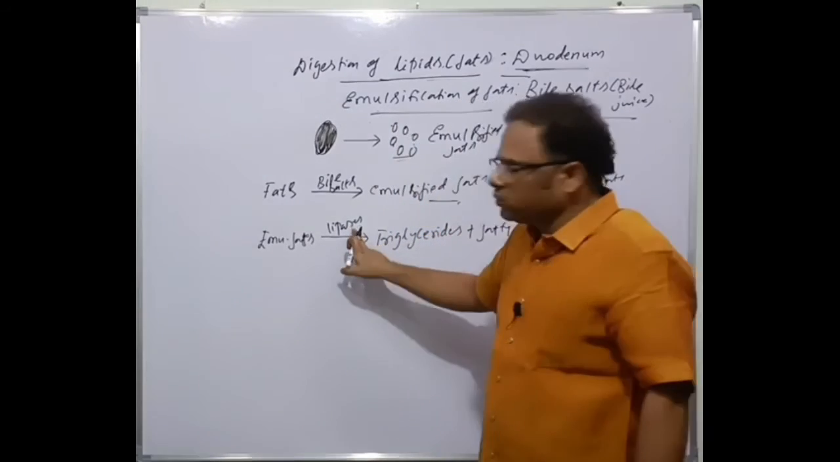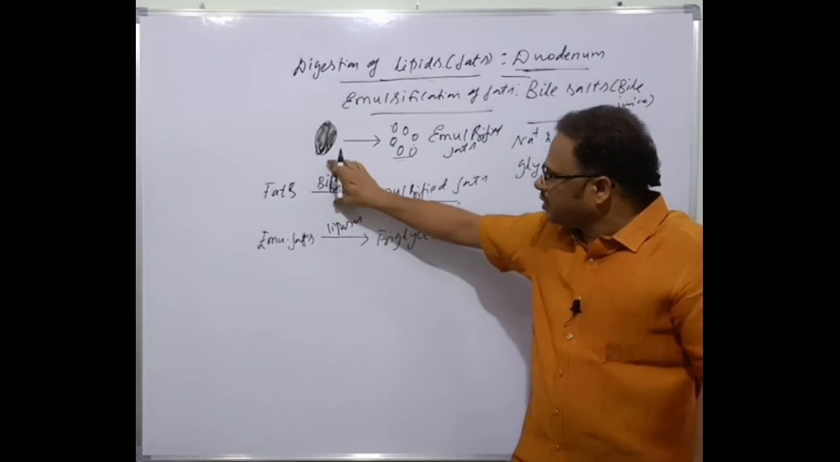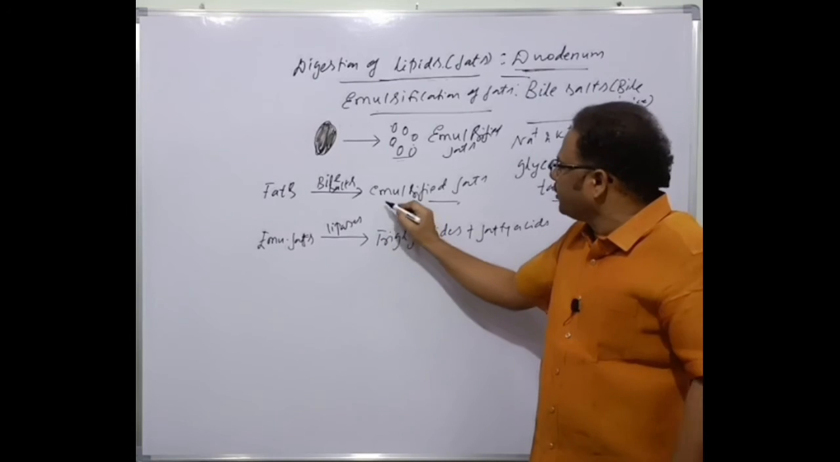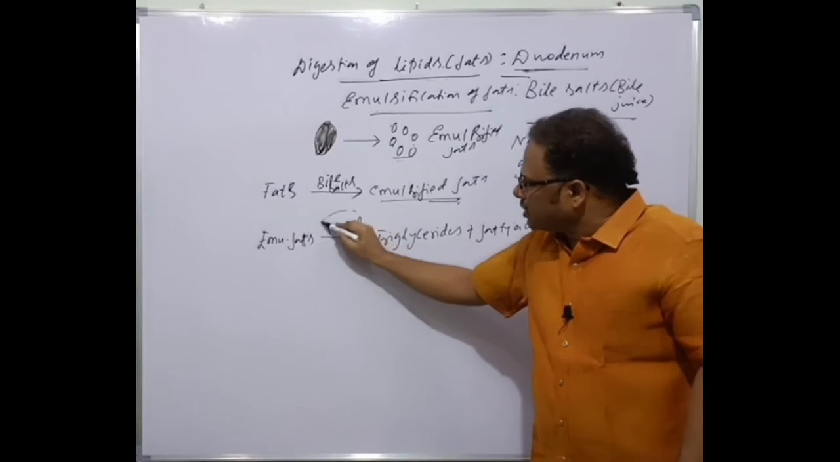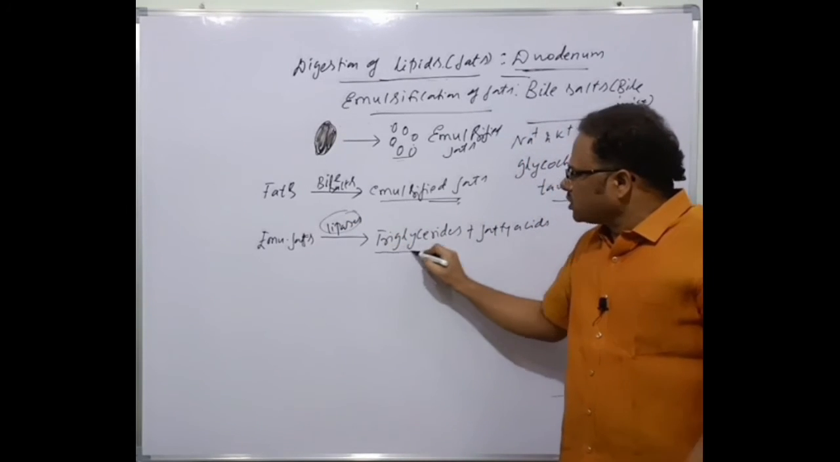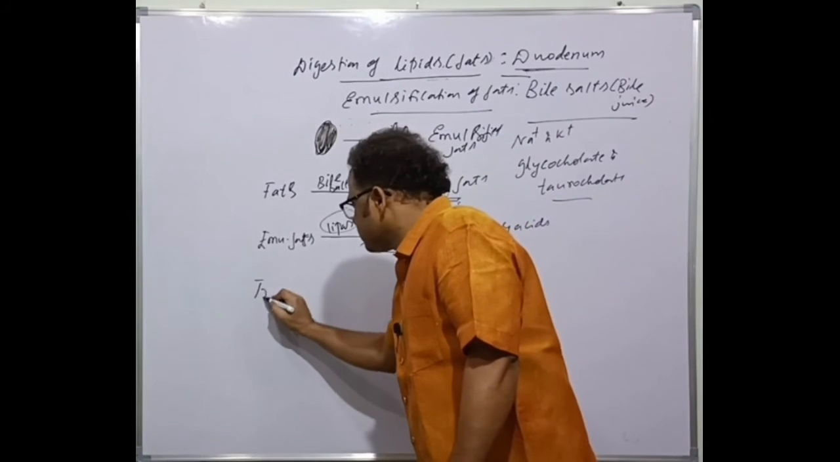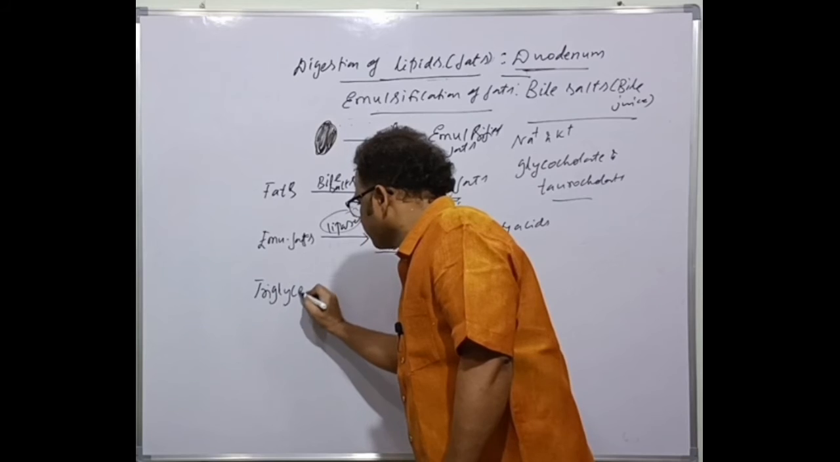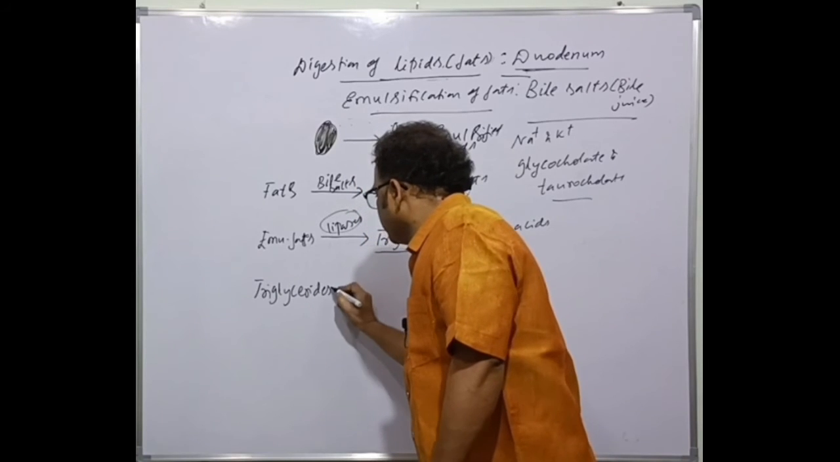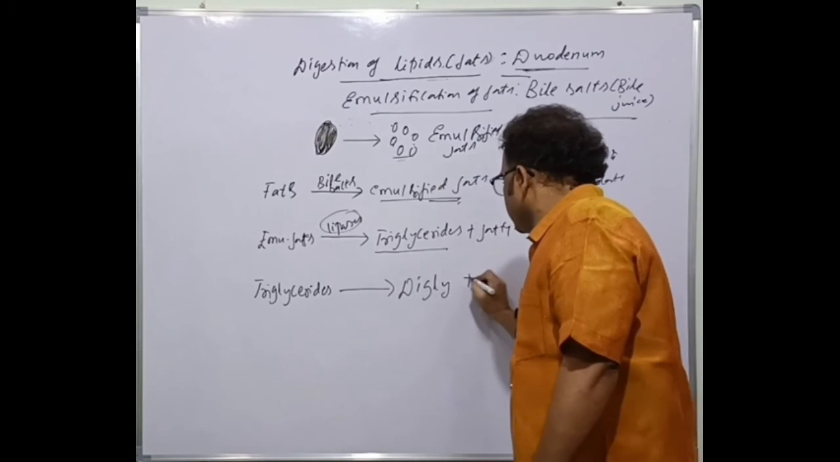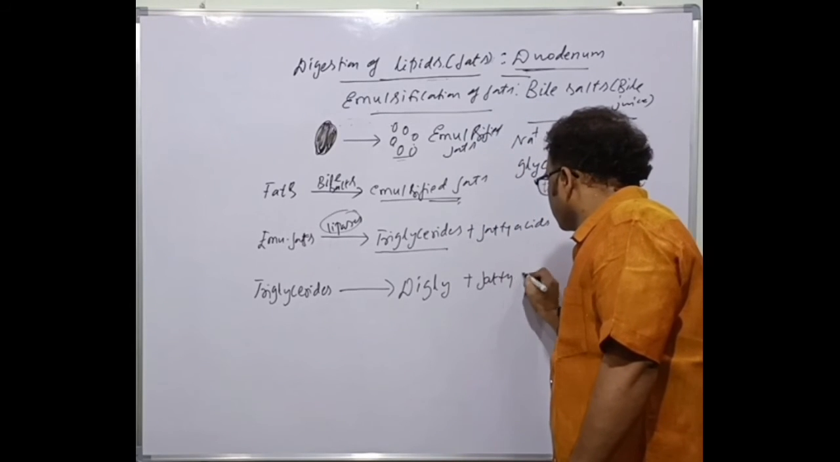See here, now the lipases act upon them. The lipases cannot function on the fats directly because fats are very big molecules. Once they are formed into emulsified fats, the lipases act upon them and convert them into smaller molecules called triglycerides. Now the triglycerides are broken down into diglycerides and fatty acids.